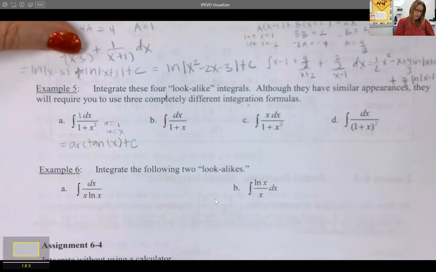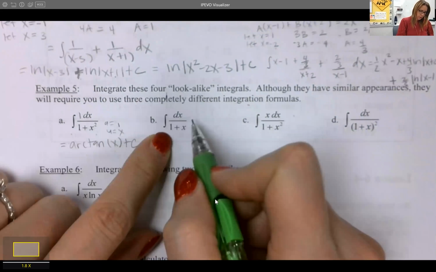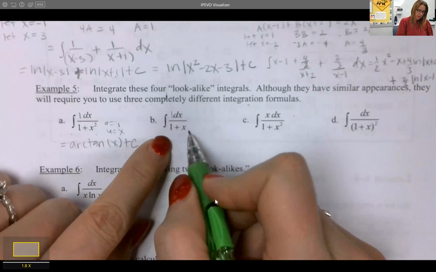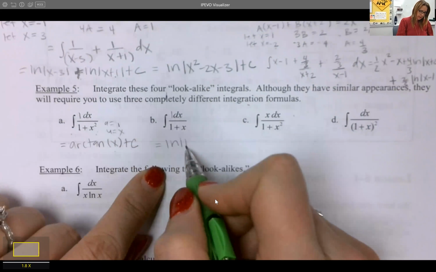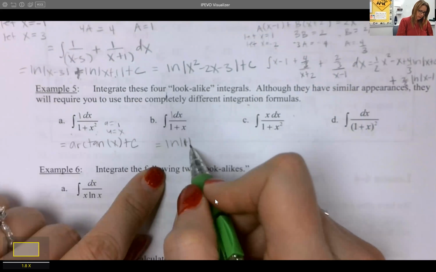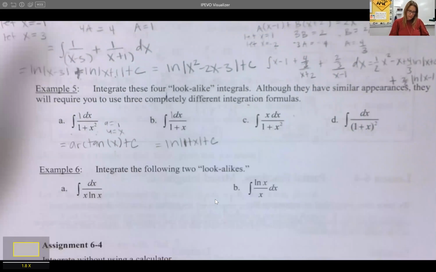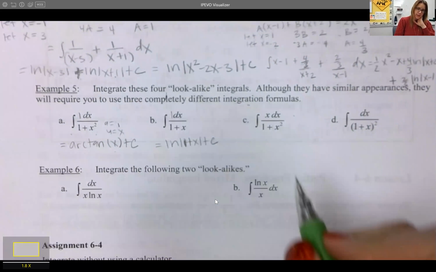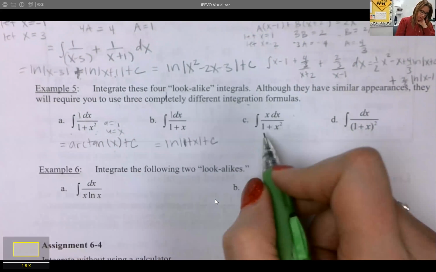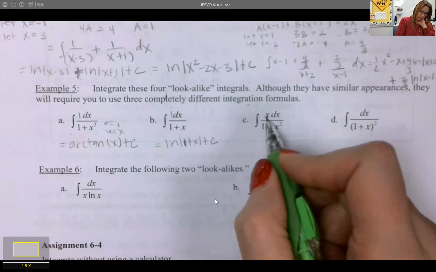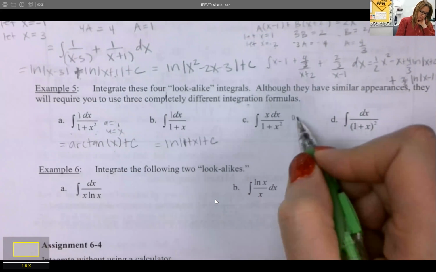Okay. All right, for this one, I've got 1 over 1 plus x, which is just a natural log. So the natural log of 1 plus x plus c. Okay. On this one, I have an x, so I can't do just a natural log because I have an x up here. So I have to do a u substitution.